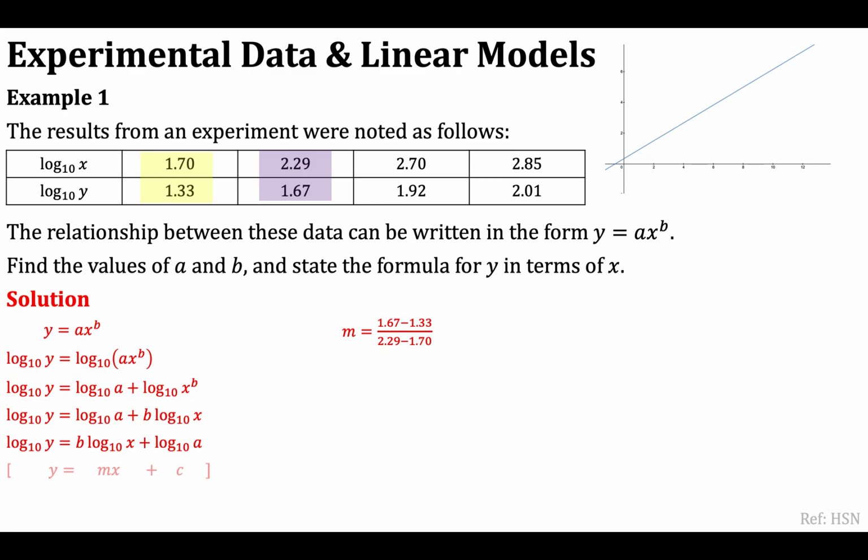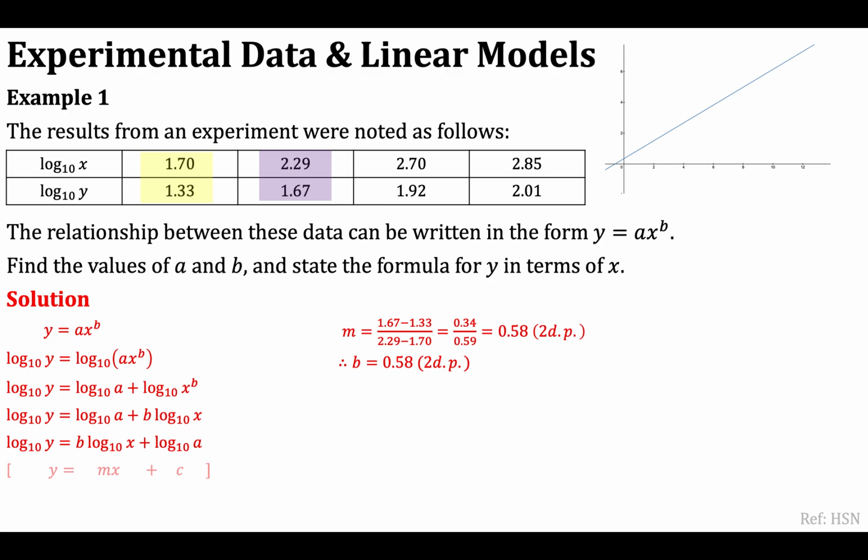So my gradient then, I'm going to take 2 points here. I can take any 2 points from the table and calculate my gradient. It's log to the base 10 of y2 minus log to the base 10 of y1 over log to the base 10 of x2 minus log to the base 10 of x1, as you can see from the table here. So we've got 1.67 minus 1.33 all over 2.29 minus 1.70. That gives us 0.34 over 0.59, and simplifying will give us 0.58 to 2 decimal places.